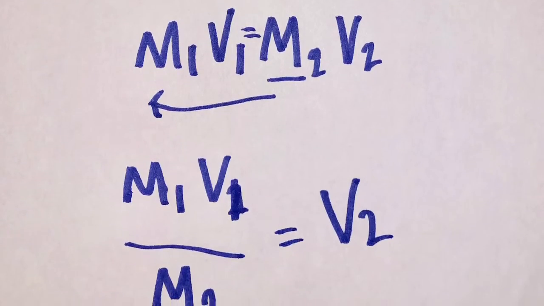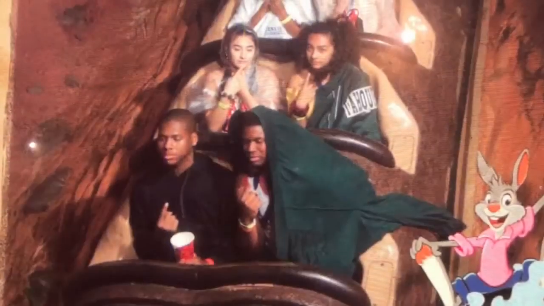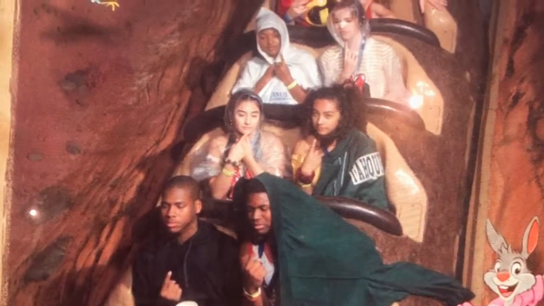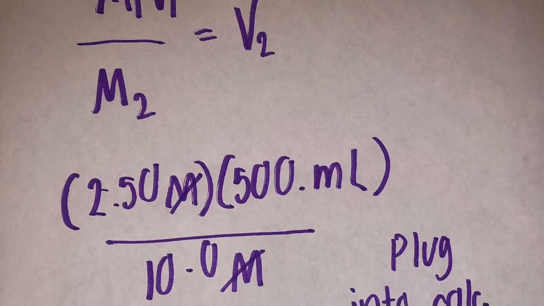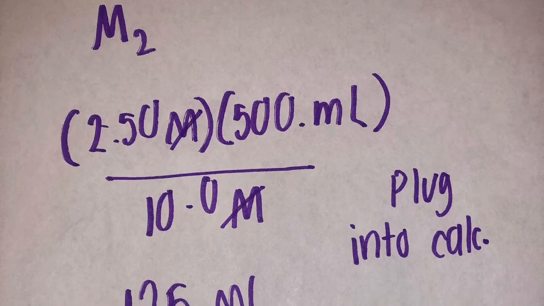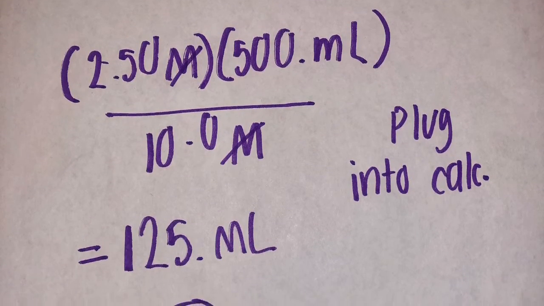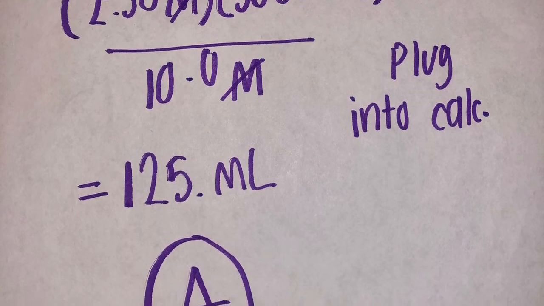Now let's hurry up and plug these in. Once you plug it in, you're going to have 2.50 molarity times 500 milliliters over 10 molarity. Need your calculator. So once you plug that in the calculator, your answer is going to be 125 milliliters.